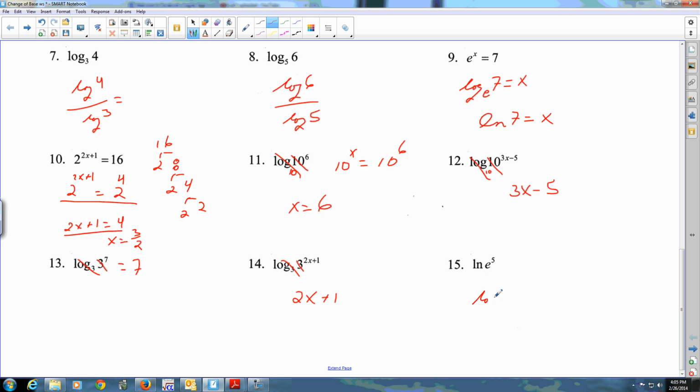Okay, this is log base e of e to the 5th. Okay, there you go.